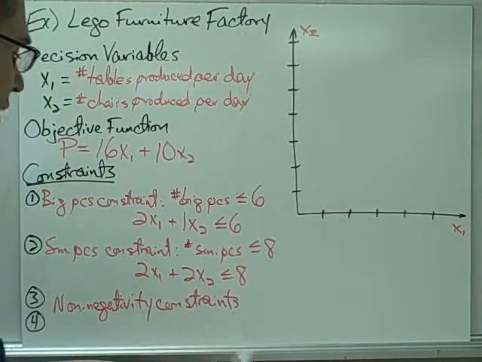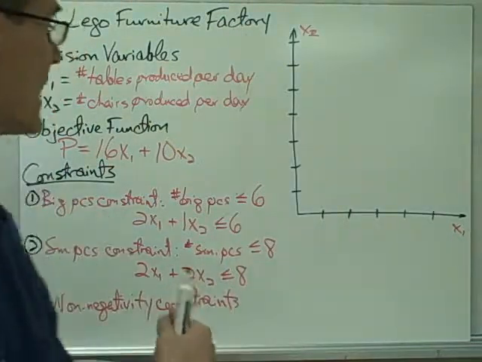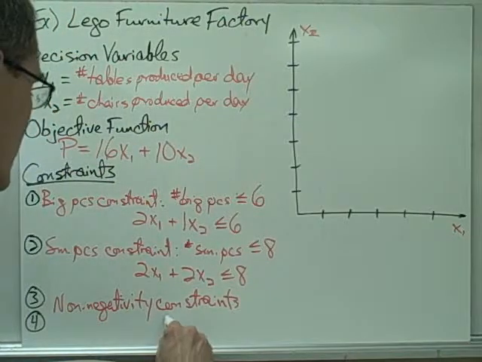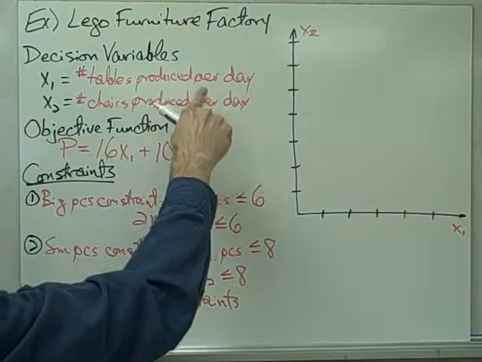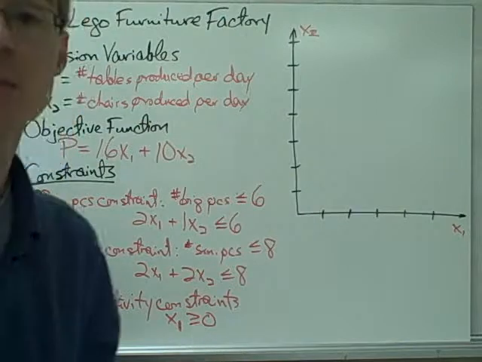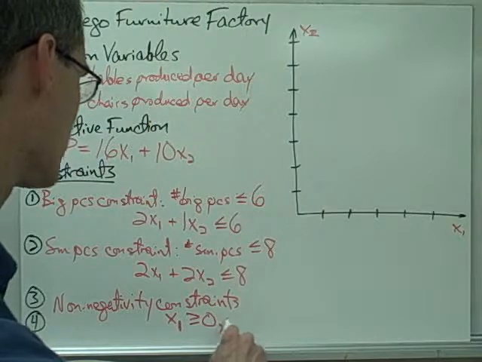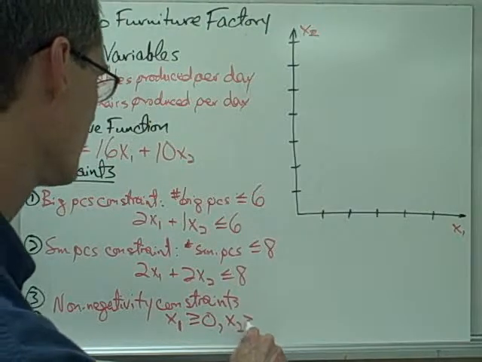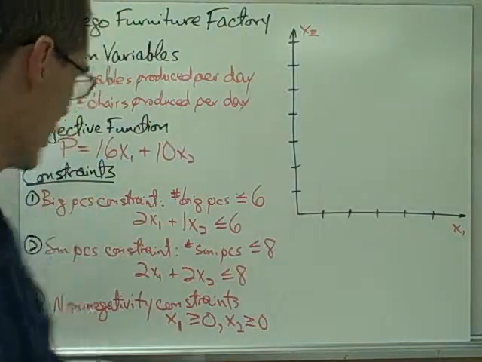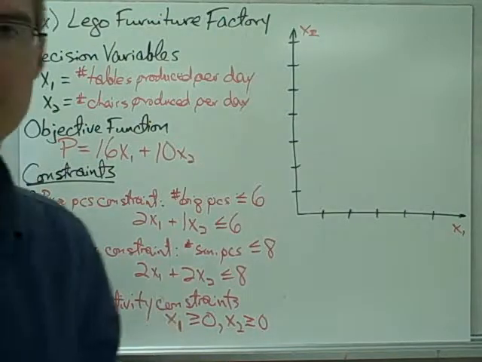The non-negativity constraints are just there to remind us that we can't make fewer than 0 tables and chairs. In other words, we're going to have a constraint that says x1, the number of tables produced per day, has to be greater than or equal to 0. We could make 0 tables, but we can't make a negative number of tables. And we're also going to have a constraint for the number of chairs. The number of chairs that we make has to also be greater than or equal to 0. We can't make a negative number of chairs. So these are called our non-negativity constraints. So we have a total of 4 constraints.